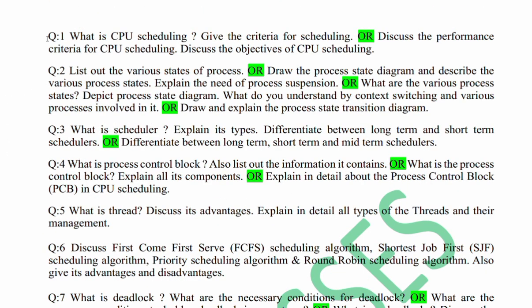In unit number third, question number first is, what is CPU scheduling? Give the criteria for scheduling, or discuss the performance criteria for CPU scheduling. Discuss the objectives of CPU scheduling.